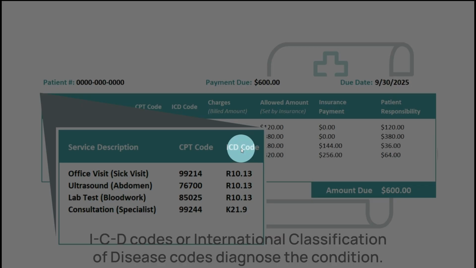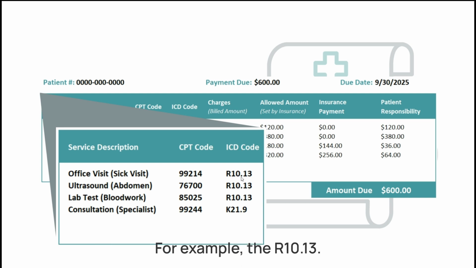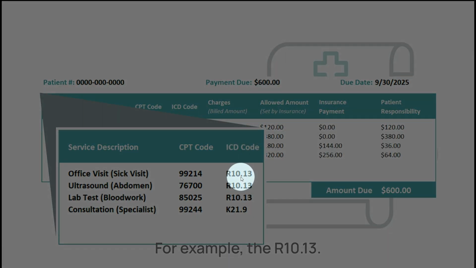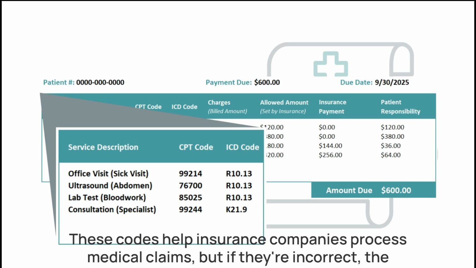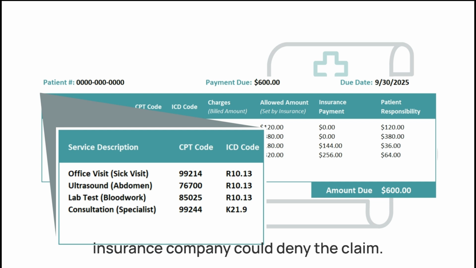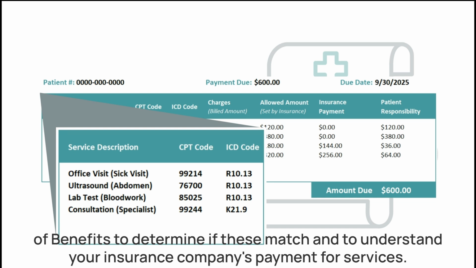ICD codes, or International Classification of Disease codes, diagnose the condition. For example, the R10.13. You can think of this code as the "why we did" part of the bill. These codes help insurance companies process medical claims. But if they're incorrect, the insurance company could deny the claim. It's not necessary to understand these codes, but it is a good idea to review your bill along with your explanation of benefits to determine if these match and to understand your insurance company's payment for services.